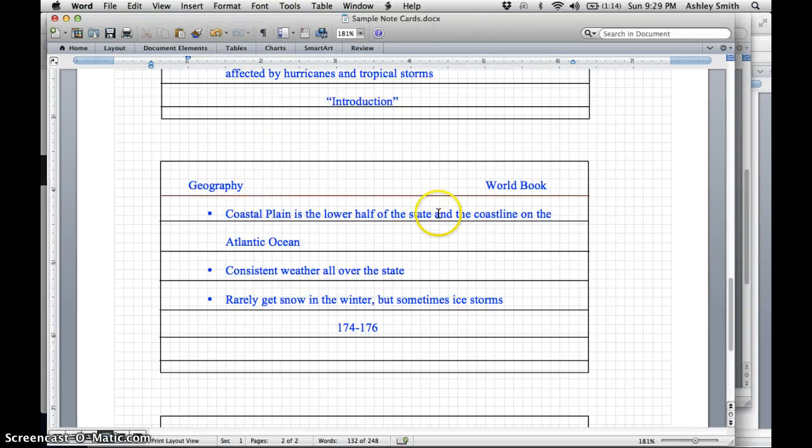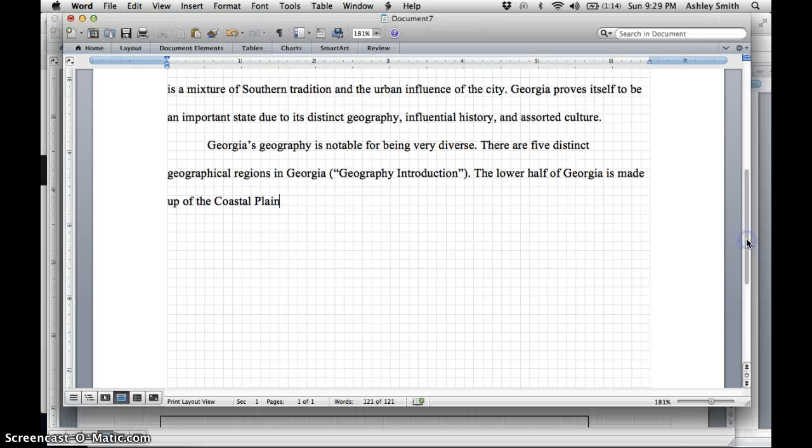So the coastal plain is the lower half of the state and the coastline on the Atlantic Ocean. So let me talk about the coastline too. So I'll put a period there. And I'll put another sentence. A small part of the coastal plain touches the Atlantic Ocean.